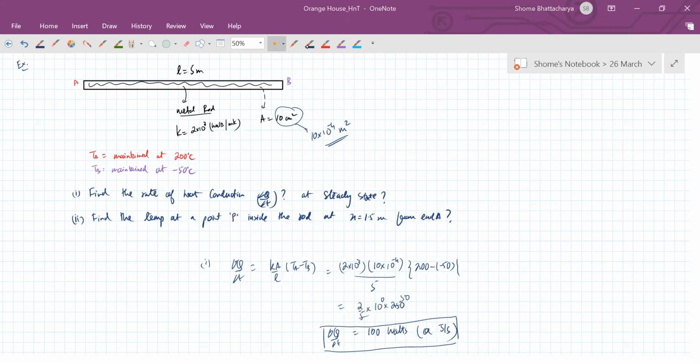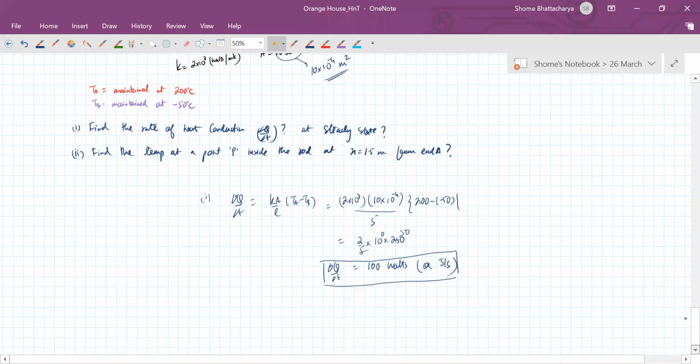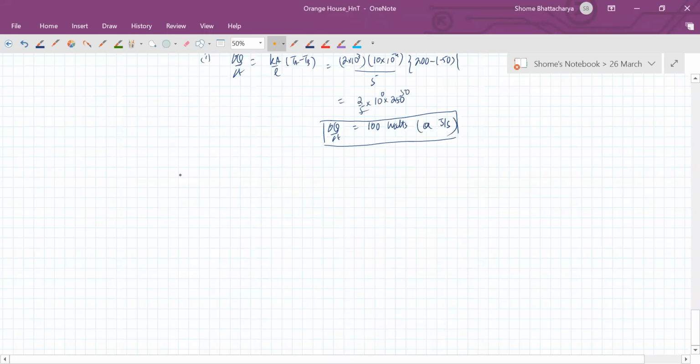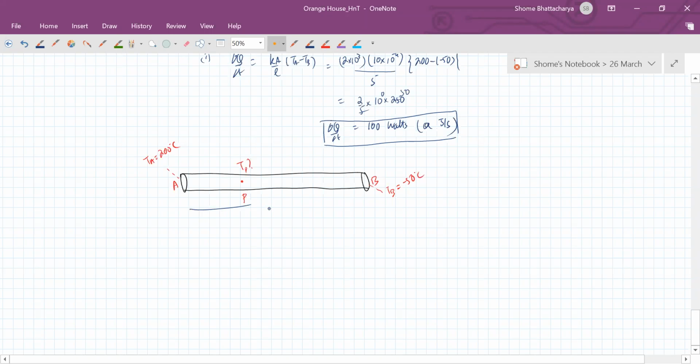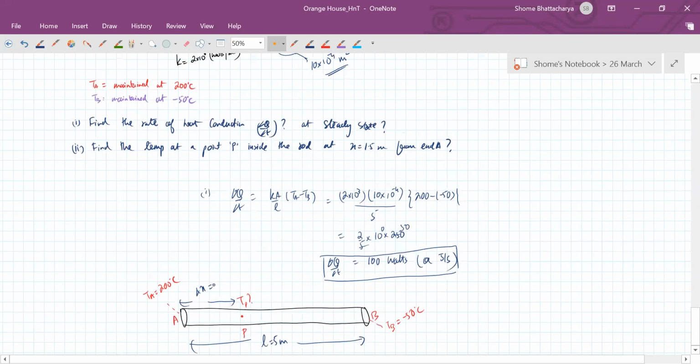Okay, now let's look at the temperature of that point. So if this point's temperature we want to find out, but we know the end A is at a temperature 200 degrees C, the end B is at a temperature of minus 50 degrees C. We know the length of this rod is 5 meters, but this distance, so we take this as delta X, this distance is given to us as 1.5 meters.